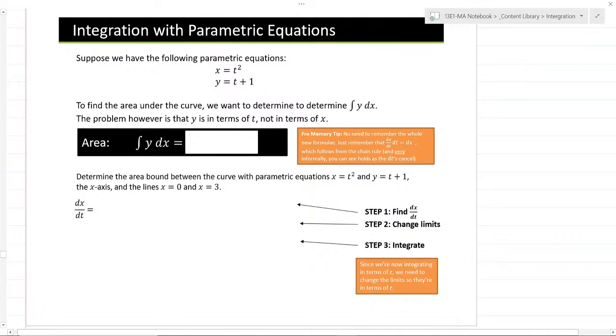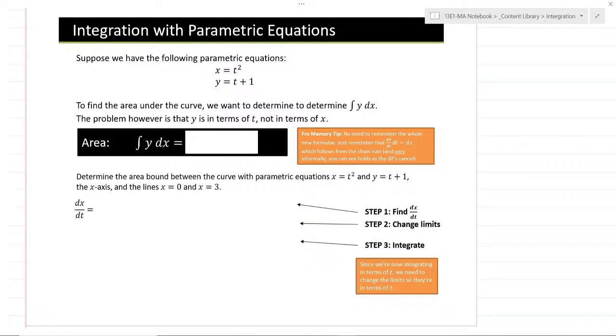Okay, so we're going to be having a look at parametric integration. Now, the problem with parametric integration is that we are integrating things in terms of t. Or it could be in terms of anything. Usually, for parametric, it's in terms of t, which represents the time, doesn't it?